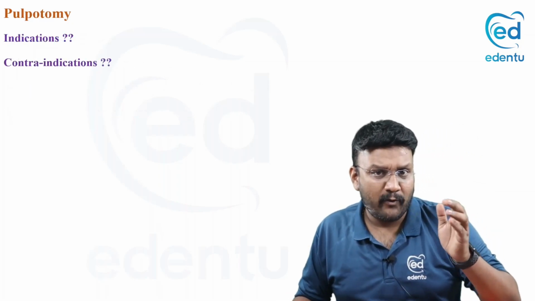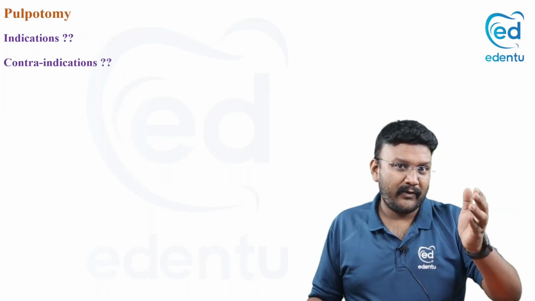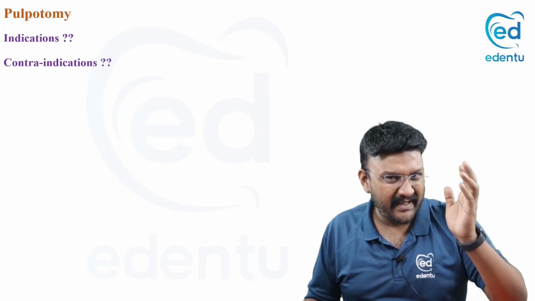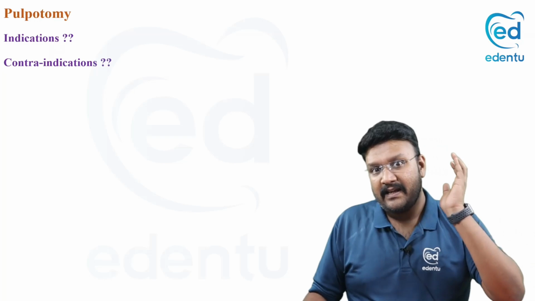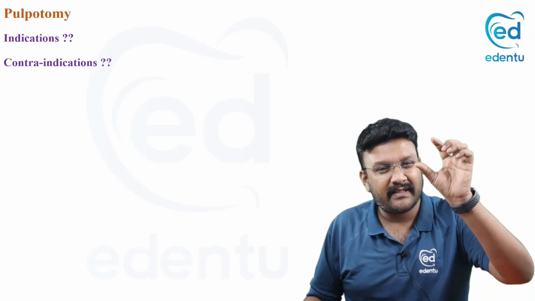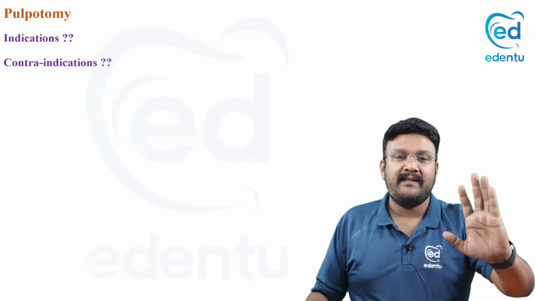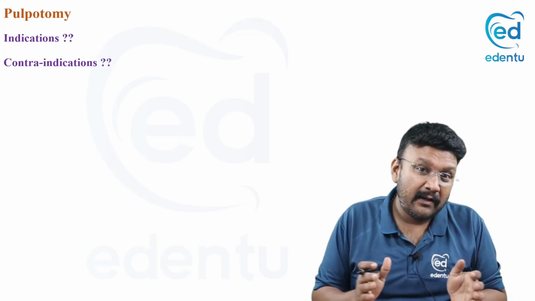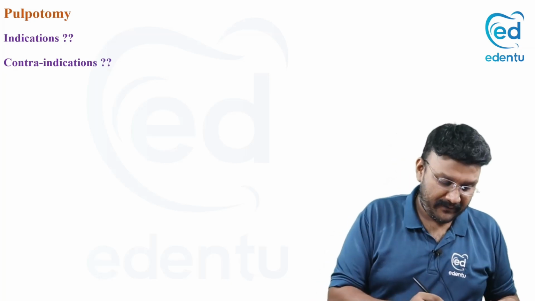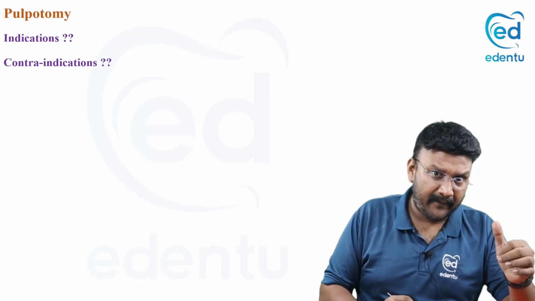Now, once again, I hope till here you are clear. I hope the indications are clear, because when you get a question such as define pulpotomy and what are the indications, these are just the tips I am telling. If you write this, you will be able to complete the flowchart of a pulpotomy procedure. So I hope till here I am clear.